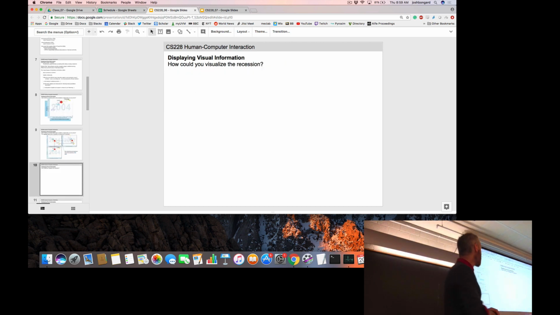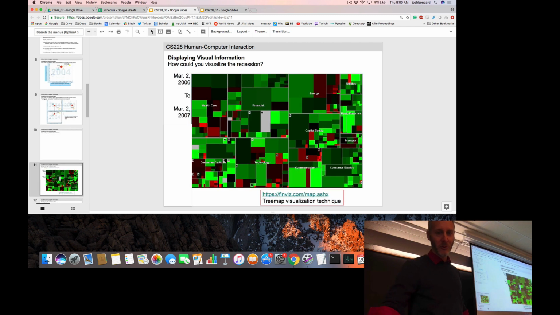Okay, here's another interesting one. Way back in 2008, there was the financial recession. How would we plot that information? So we're going to focus now on just economic data. Any ideas? It's a common way of presenting economic data. The ticker tape, right? Up and down of profit and loss. Here's a different way, which has some interesting properties.